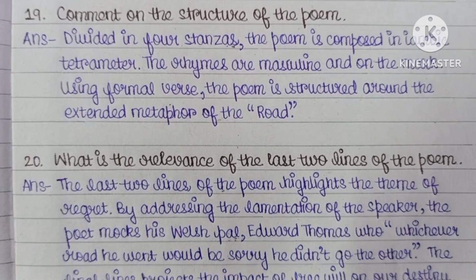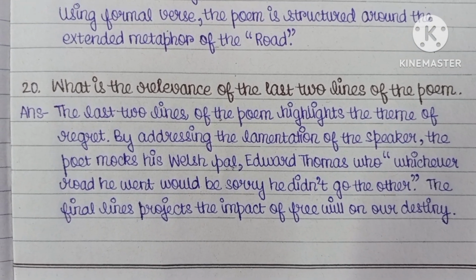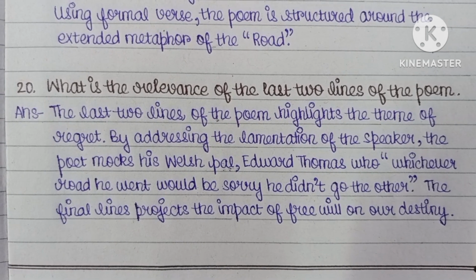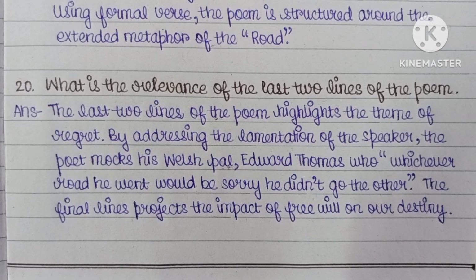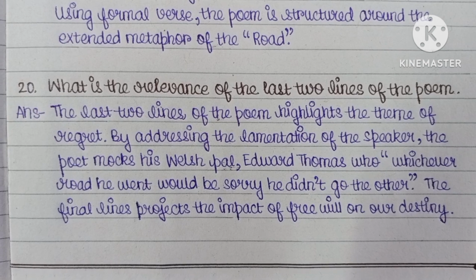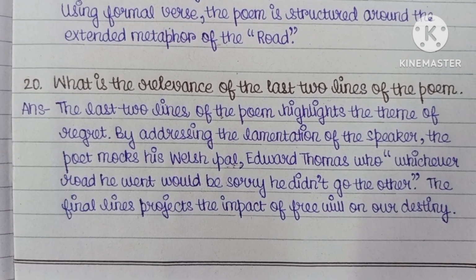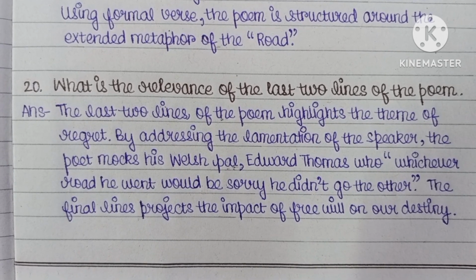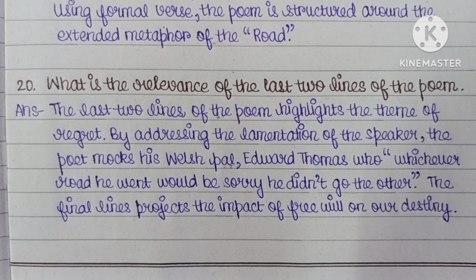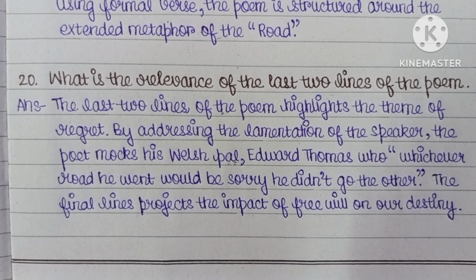And the final question, what is the relevance of the last 2 lines of the poem? Again, this is very important. The last 2 lines of the poem highlight the theme of regret. By addressing the lamentation of the speaker, the poet mocks his Welsh pal, Edward Thomas, who, whichever road he went, would be sorry he didn't go the other. The final lines project the impact of free will on our destiny.